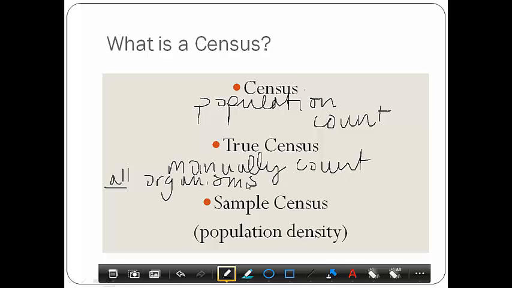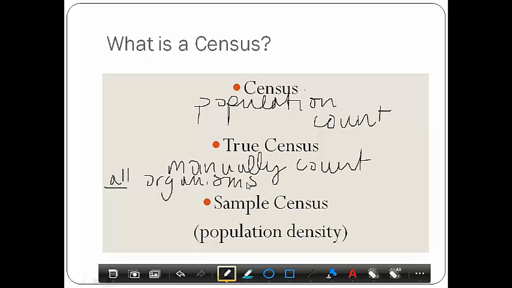So we would have to go out, again, to get this deer census done. We would go and we would count every single deer in Minnesota. You can imagine how difficult that would be. Now, for some organisms, that's not very difficult. Maybe it's organisms that sit still and there aren't very many of them, like plant species and things like that. And we can do a true census for those.